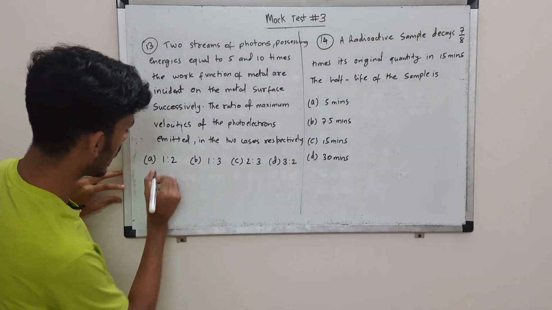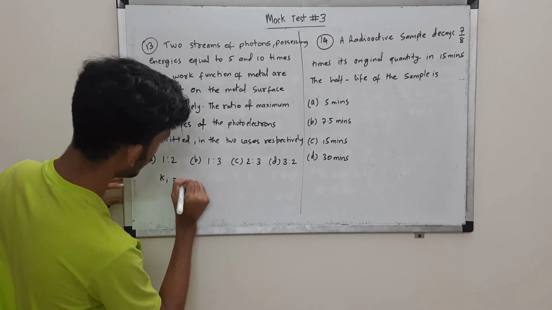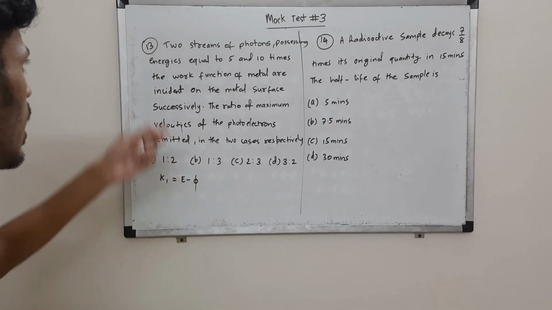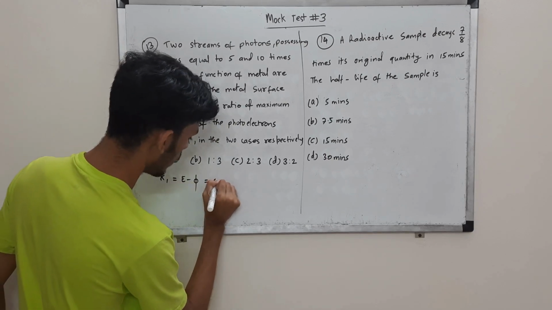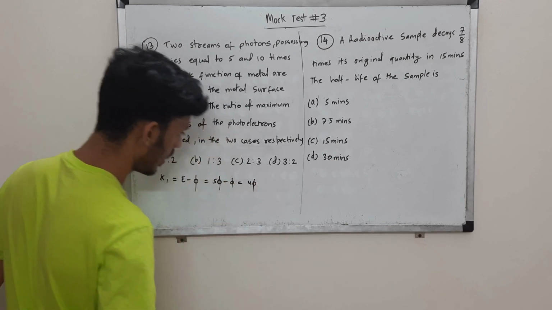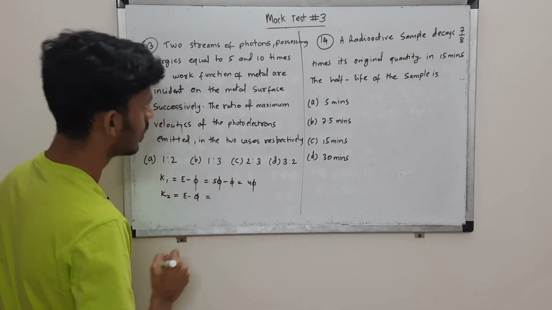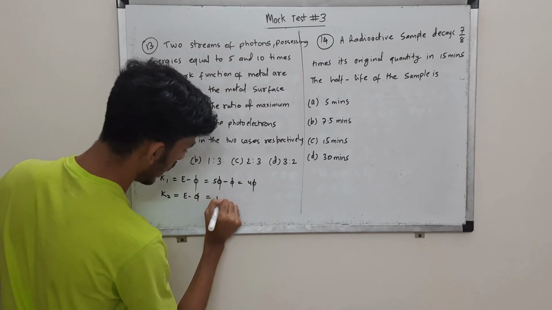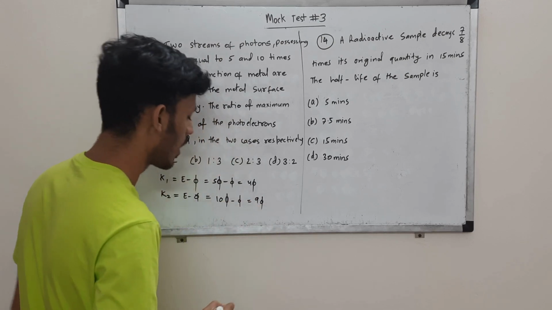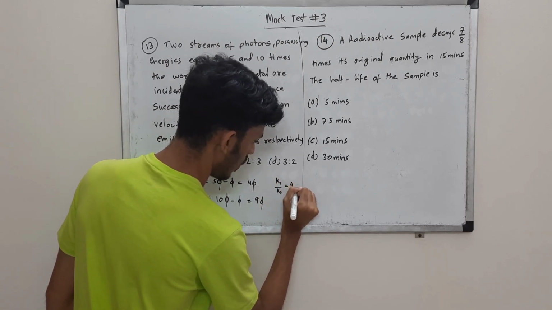In the first case, basically using Einstein's photoelectric equation, the kinetic energy is E minus phi. Here the energy is given as 5 times the work function, so you will be left with 4 phi. And K2 will be E minus psi again. Here the second beam has energy 10 times the work function, so minus the work function will give you 9 psi. So K1 by K2 is 4 by 9.